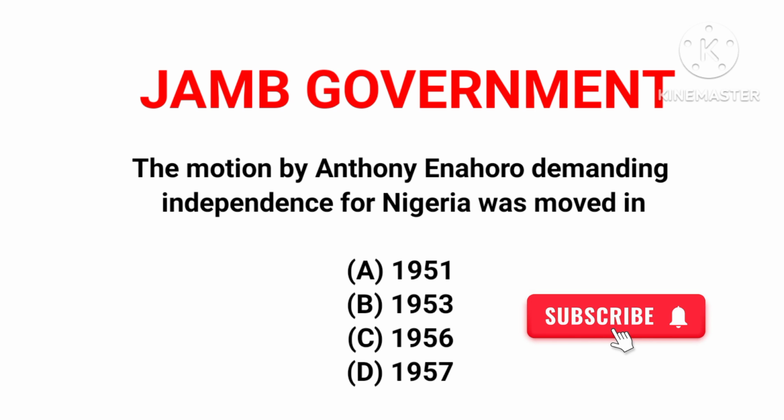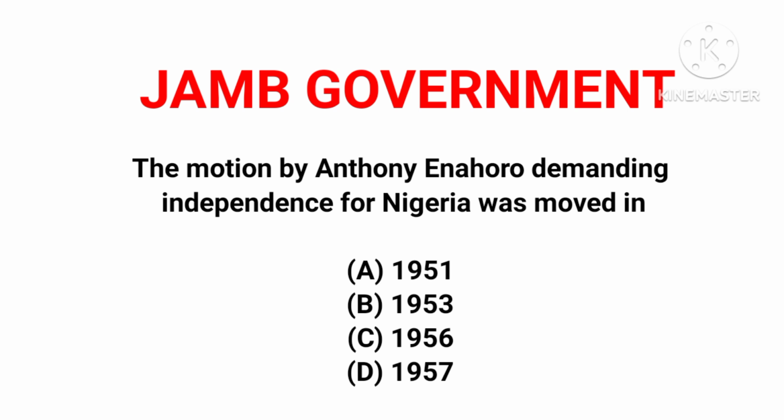So we're going to start from question 36. The motion by Anthony Enahoro demanding independence for Nigeria was moved in the option A 1951, B 1953, C 1956, and D 1957. In 1953, Enahoro became the first to move the motion for Nigeria's independence. He was the first person to move the motion for Nigeria's independence, and that was in 1953. So the correct answer is option B, 1953. Now let's move to the next question.